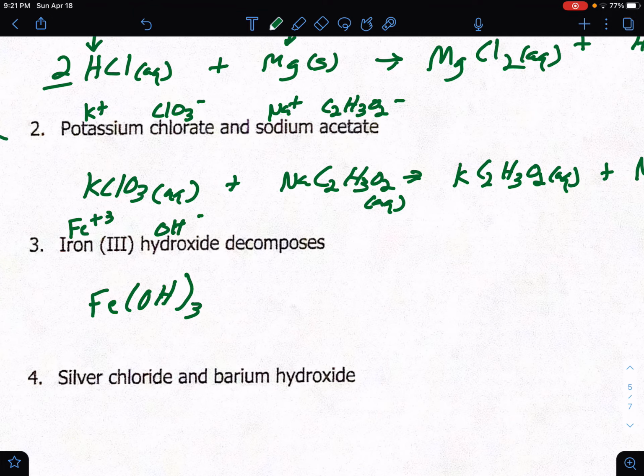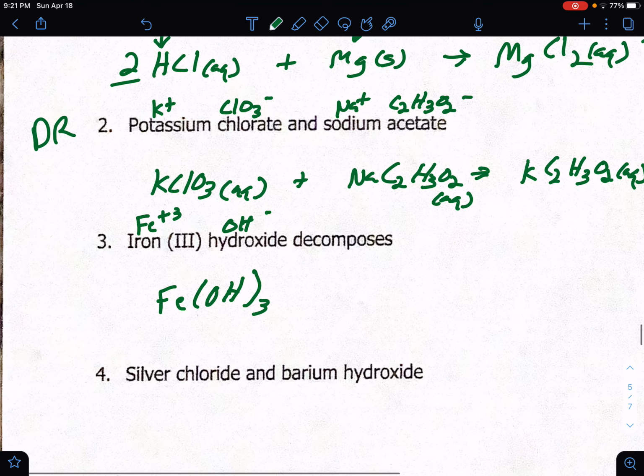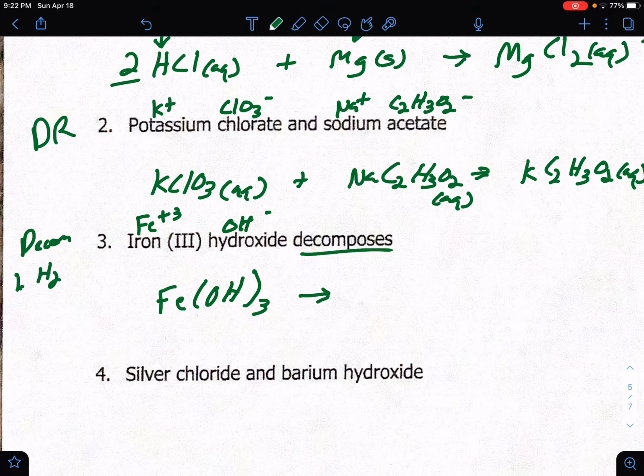So remember my 3 rules for decomposition. It tells you literally this is decomposition. So all I can do from here is break apart. Remember, my first rule was if I can make H2O. My second rule was CO2.